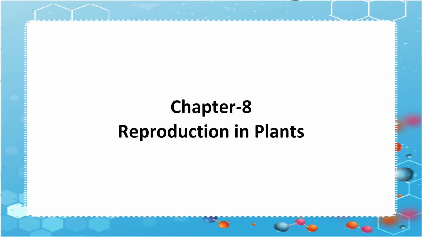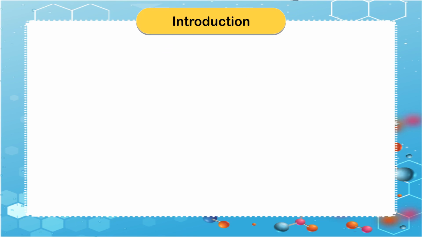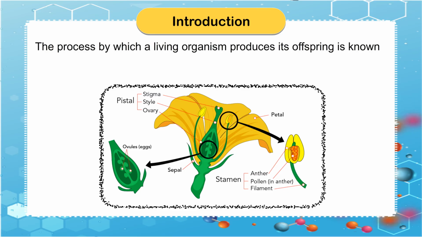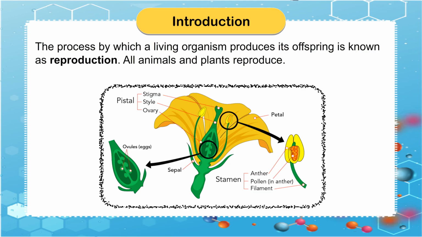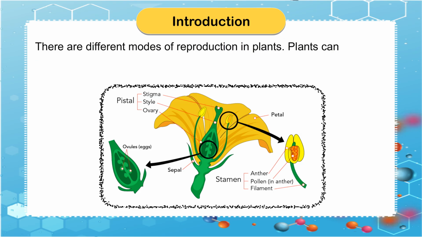Chapter 8. Reproduction in Plants. Introduction. The process by which a living organism produces its offspring is known as reproduction. All animals and plants reproduce. There are different modes of reproduction in plants.